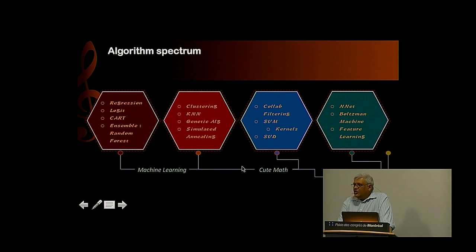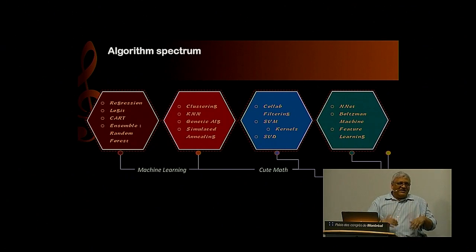And then there is this cute math: the SVM, the SVD, singular value decomposition, the collaborative filtering. They have all kinds of matrix manipulations, eigenvalues, and all kinds of stuff like that. A lot of manipulations in the matrix, and you are able to take things out. So I put them under the cute math. The problem with these is you can't explain them that easily. You can explain a tree, even if it's a complex tree.